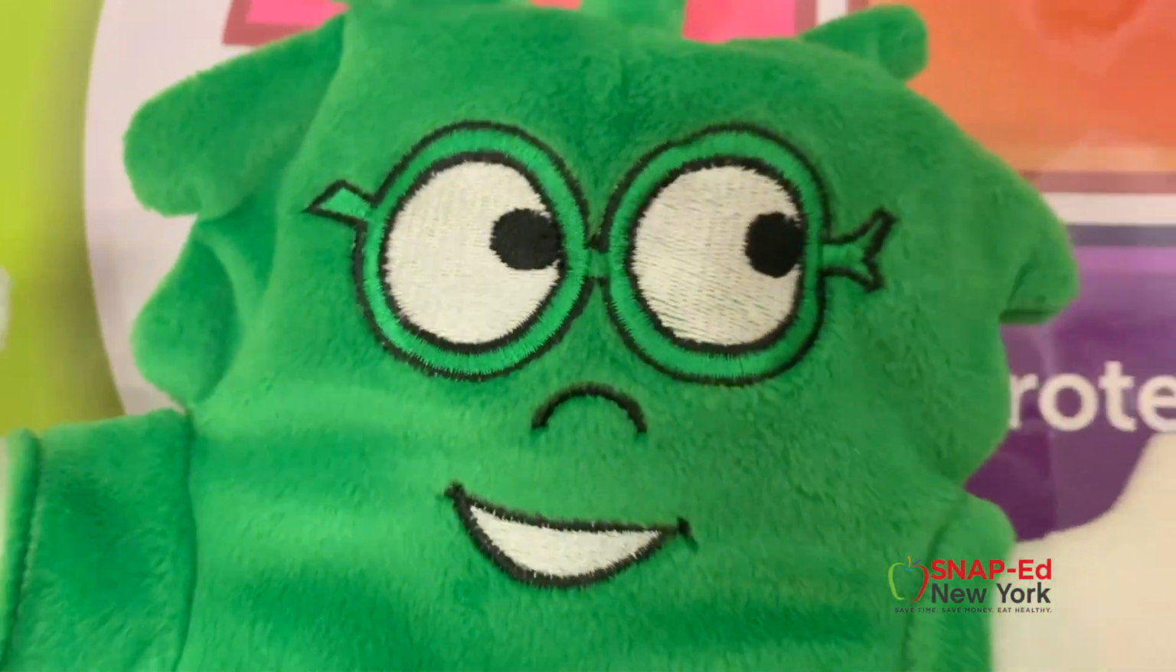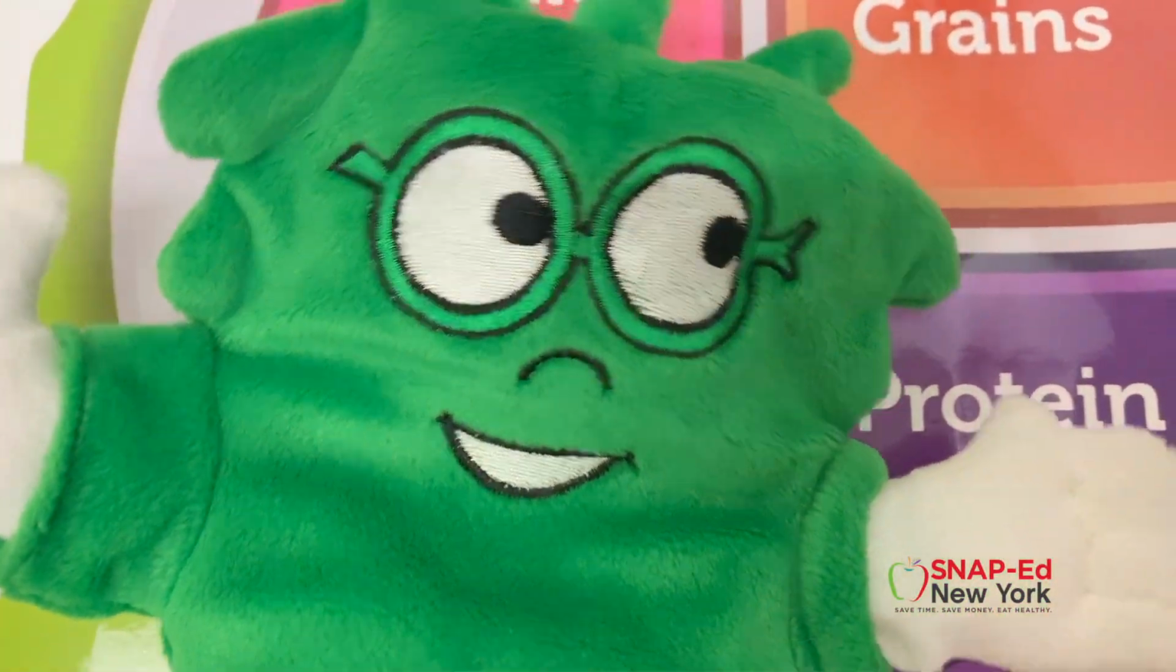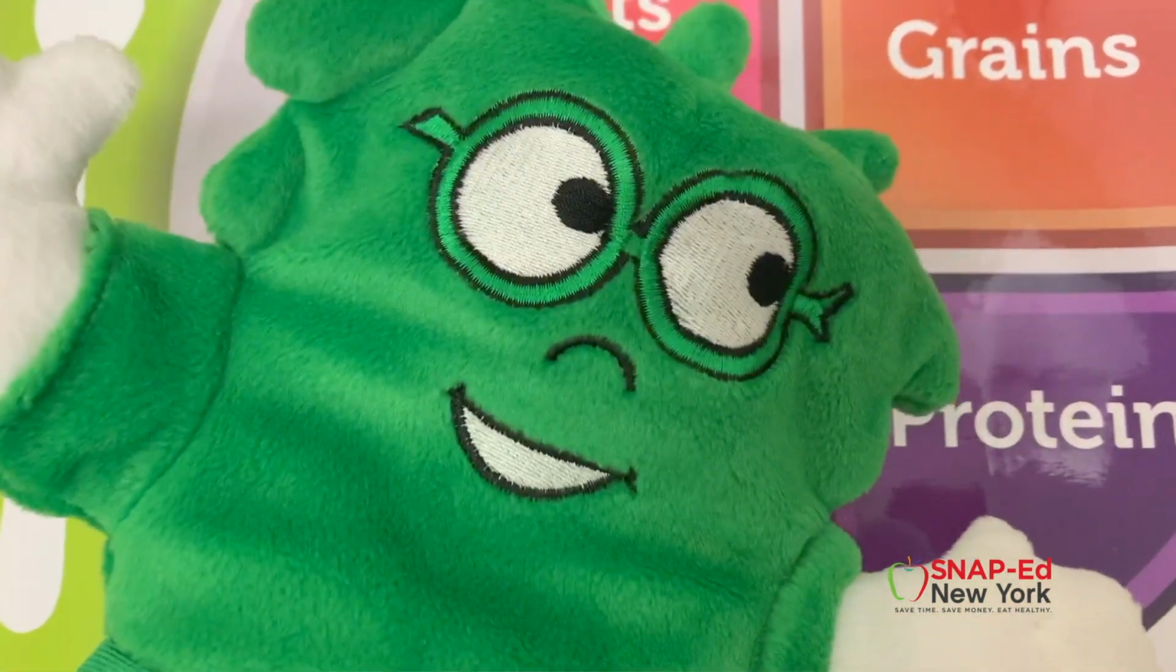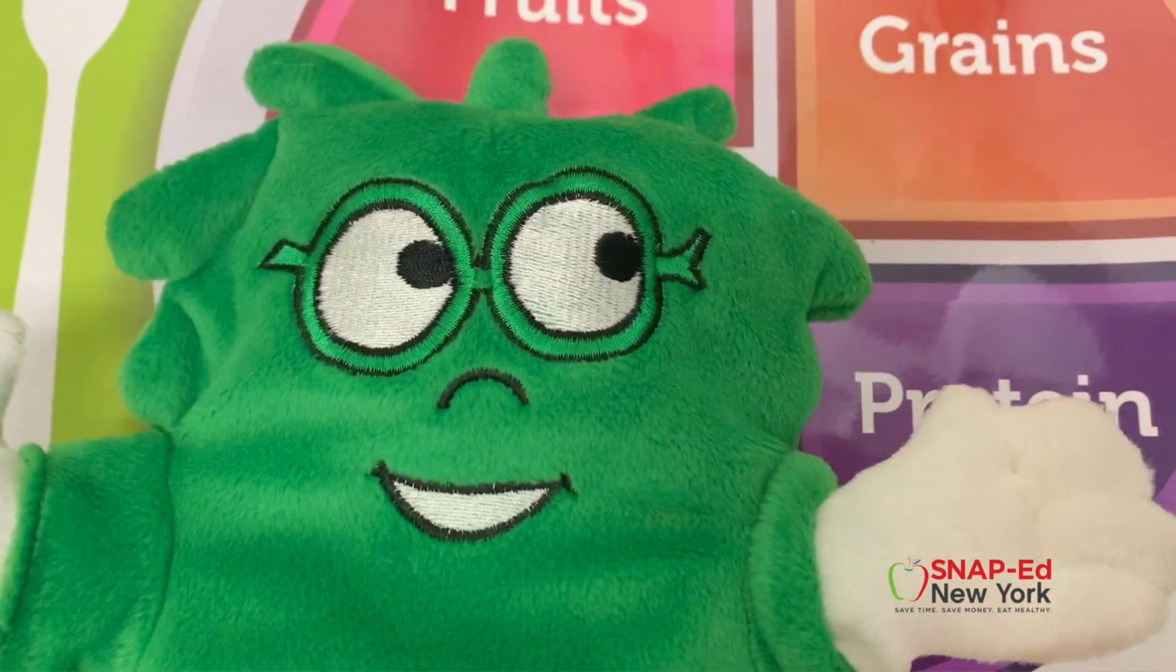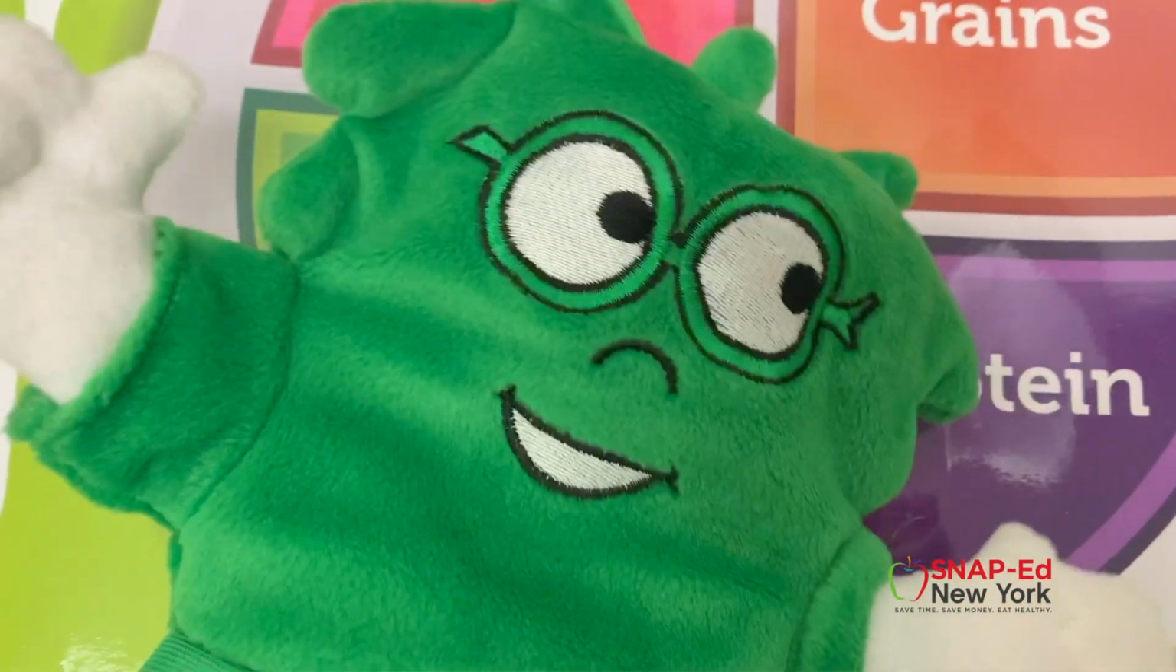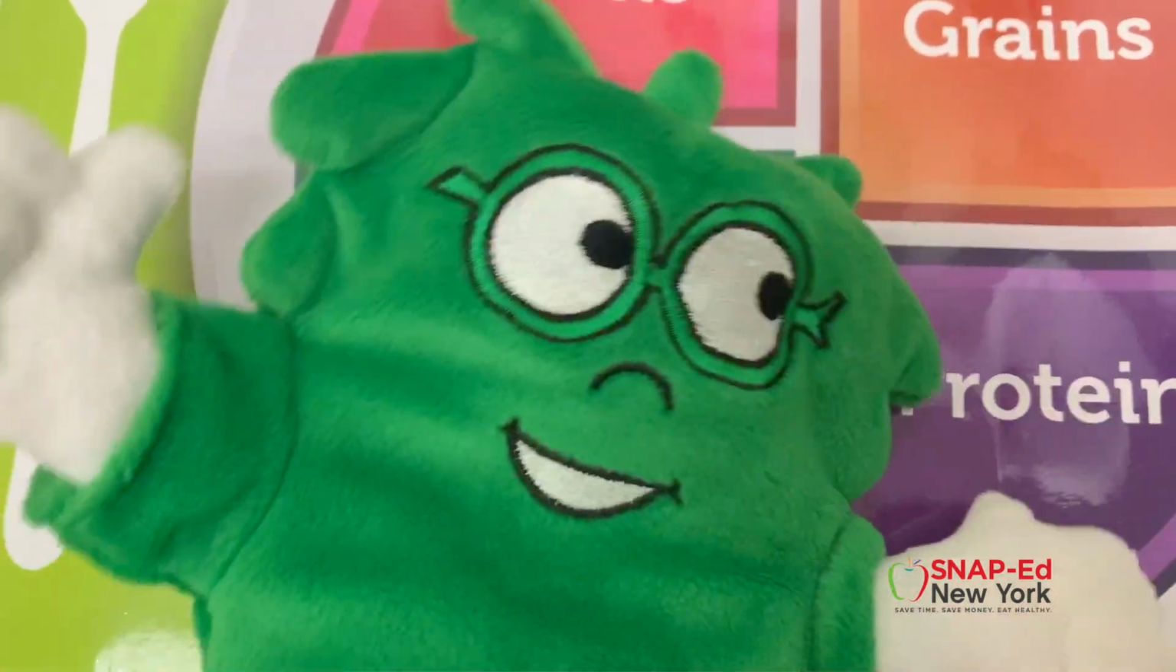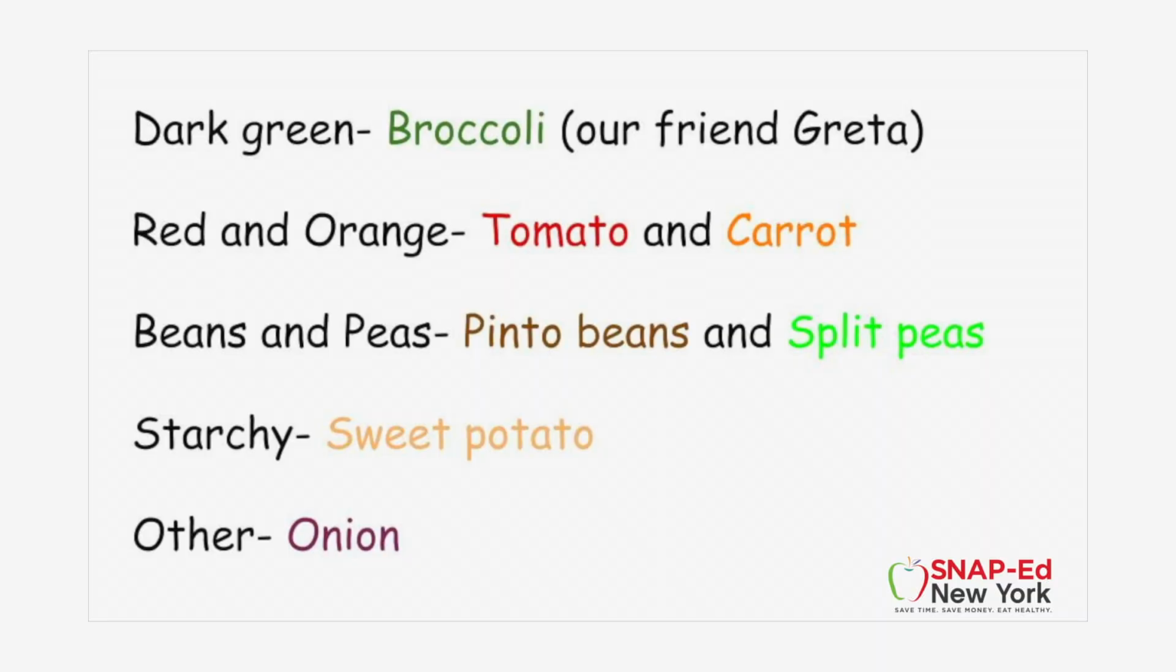I'm glad you're back. Here's our friend Greta. She is broccoli, which is an example of a dark green vegetable. Say hi to Greta. She's going to tell us more about the vegetable subgroups. Of course, Greta says broccoli is a dark green vegetable. I think that's her favorite.